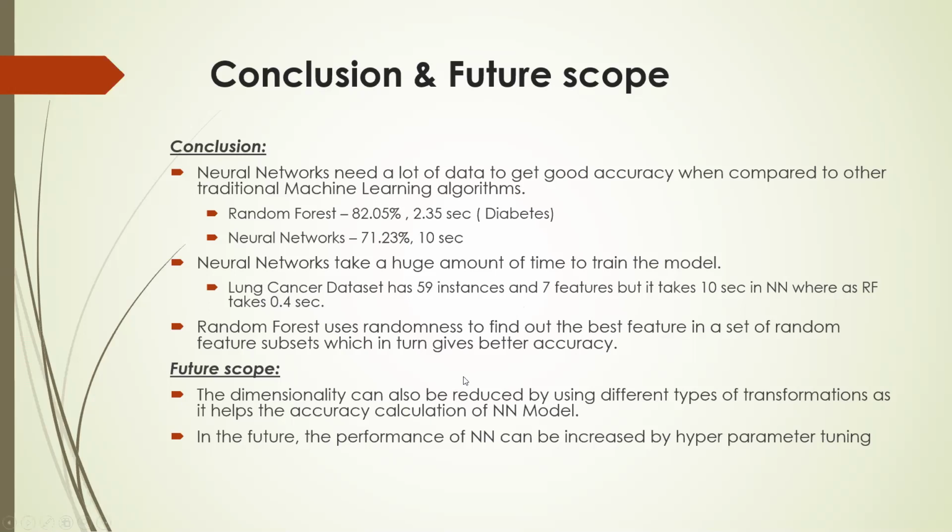And in the future, I have used basic hyperparameters here. For example, C value is equal to 0.1 and number of hidden layers is equal to 128. But in the future, hyperparameter tuning can be done on the neural networks to increase the performance and decrease the timing. And yeah, thank you.